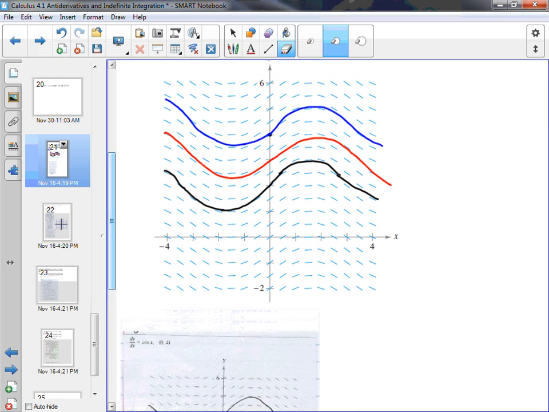Which of these graphs, the black one, the red one, or the blue one, is the graph of that particular solution? The blue one. All right? The other graphs have different c's.